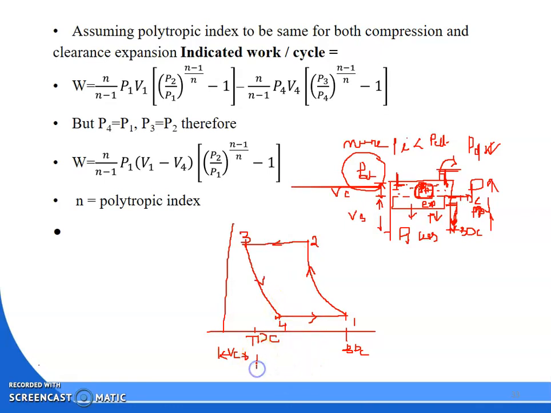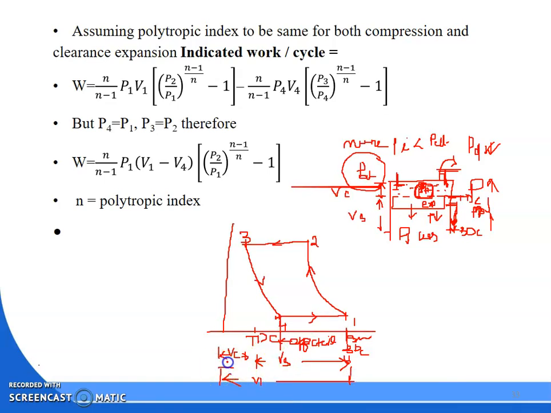When the piston moves from TDC to BDC, this is the swept volume. With this swept volume, the air must be sucked. But the air will not be sucked when the piston starts moving from TDC to BDC. Air suction starts from 4 to 1. So this 4 to 1 is known as the effective swept volume. Here to here, the volume is V1.